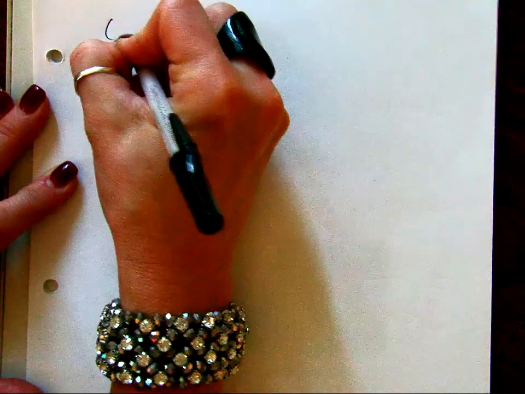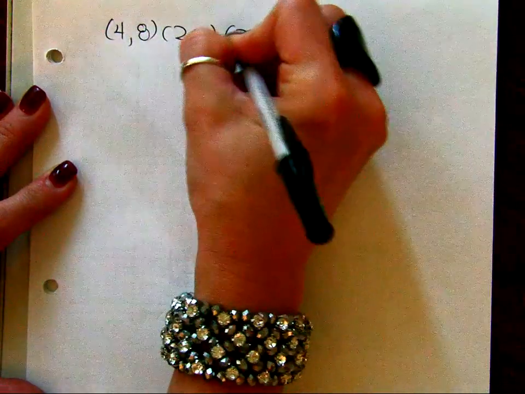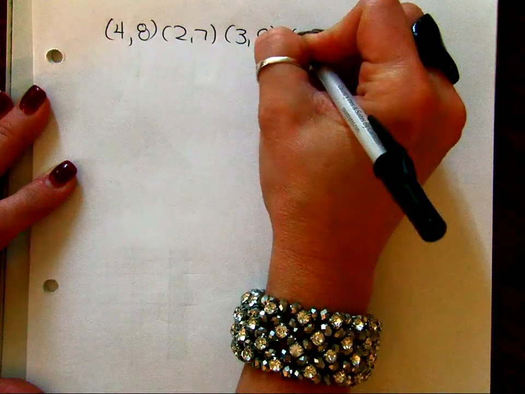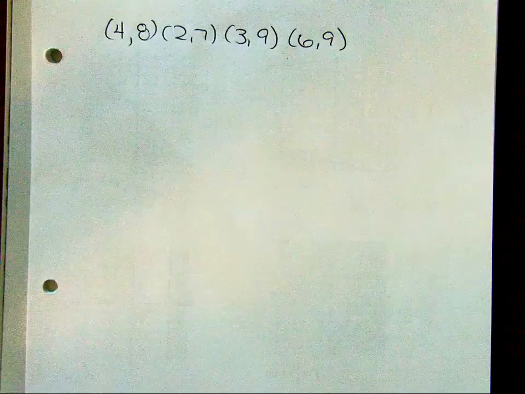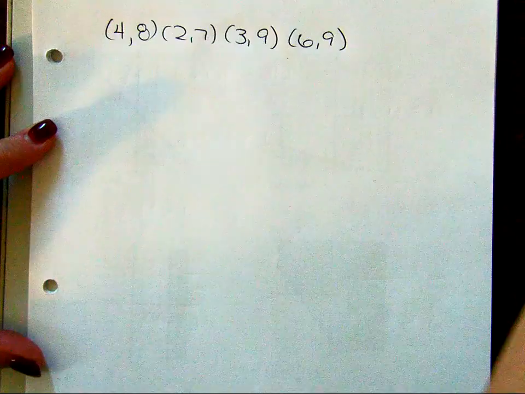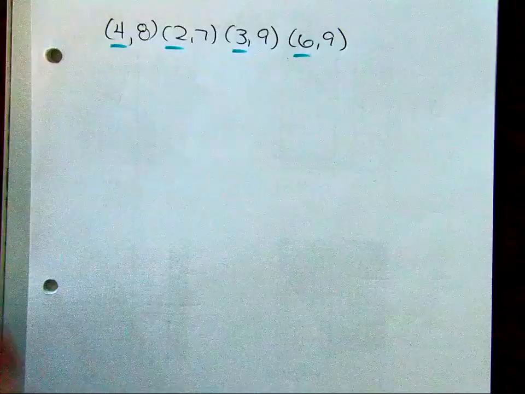All right, so yesterday we learned about what a function is, right? And I asked you in 3 different ways, what is a function? Or if you can tell what a function is. I gave you some ordered pairs, like 4, 8, 2, 7, 3, 9, 6, 9, right? I gave you those and I said, hey, is this a function? And told you that you can tell whether it's a function or not by looking at the x values.